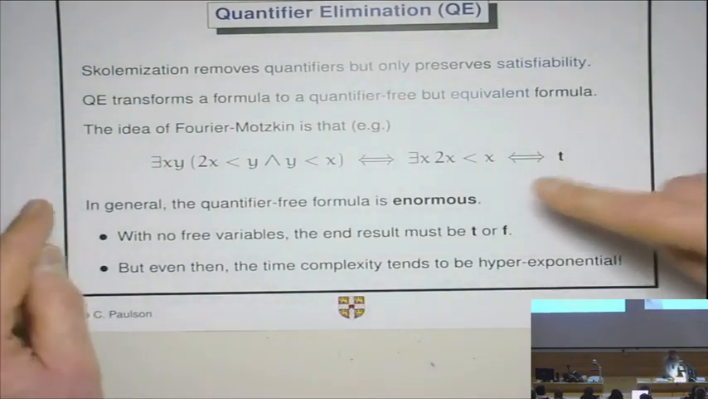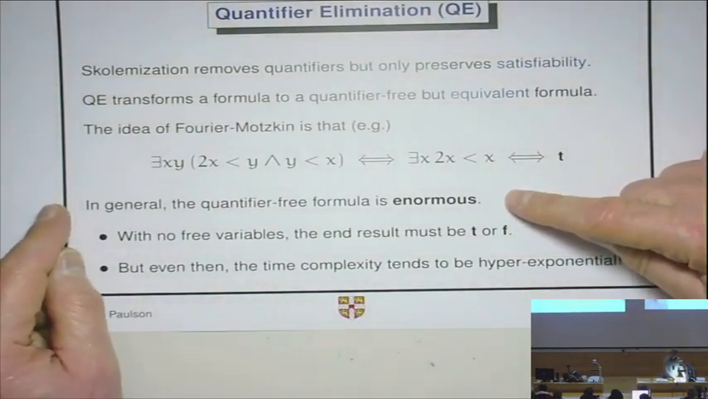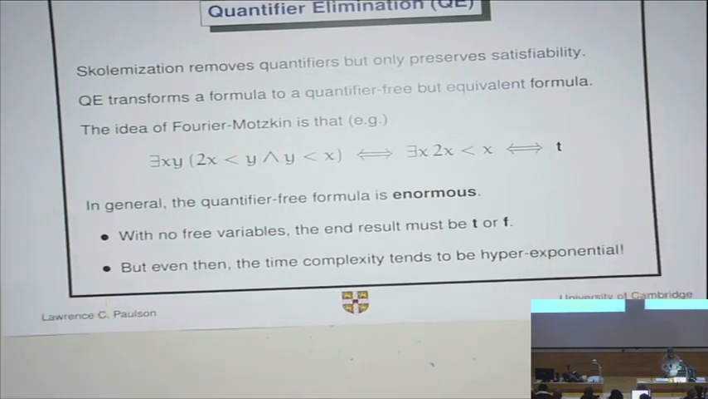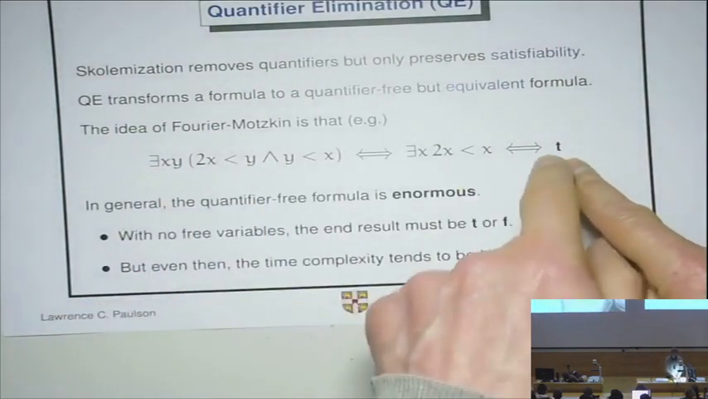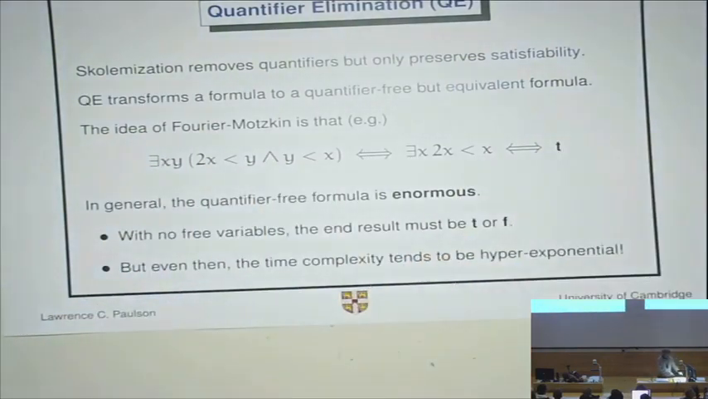And if the formula does have free variables, you can expect a tower of exponential. Sorry, they keep coming up. And even when you are replacing it simply by true or false, so the answer is very small, the time taken might still be hyperexponential. And if there are free variables, then the length of the formula might also be hyperexponential.